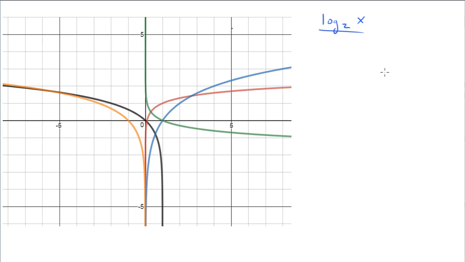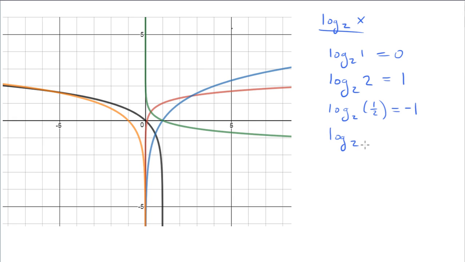Now, the log base 2 of x would have, let's see here, the log base 2 of 1. When x is equal to 1, this better be equal to 0. The log base 2 of 2, that would give me 1. The log base 2 of 1 half would give me -1. And since it's 2, if I square 2, that's the log base 2 of 4, I better get 2 out of it, right? It better be squared.